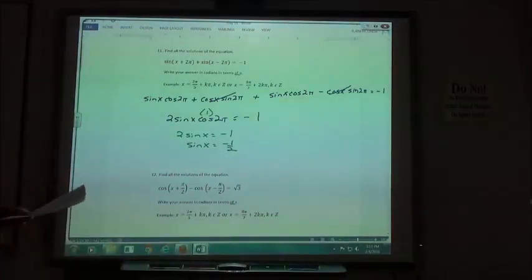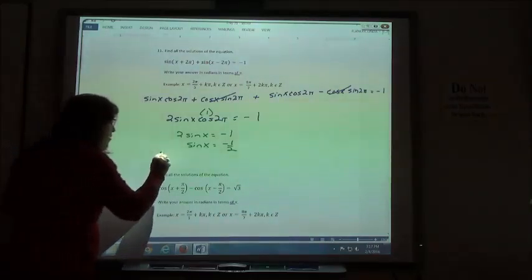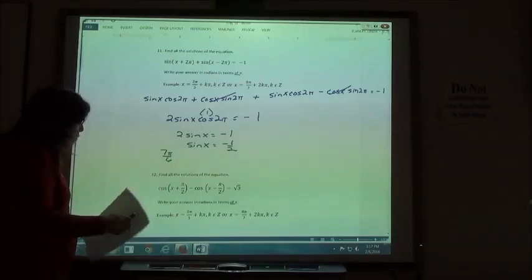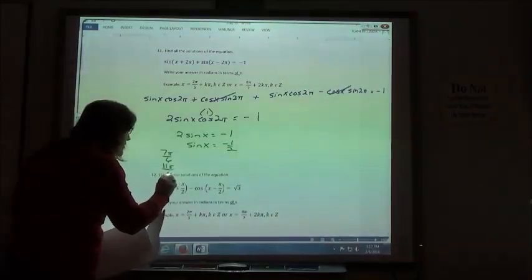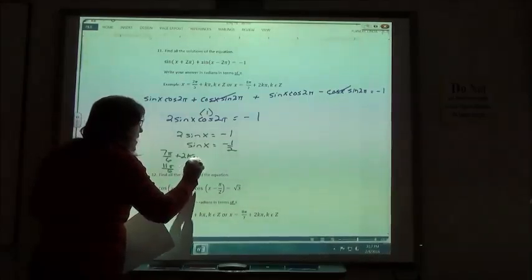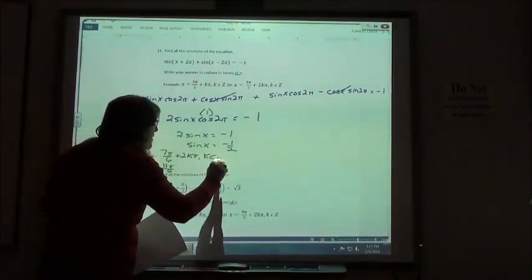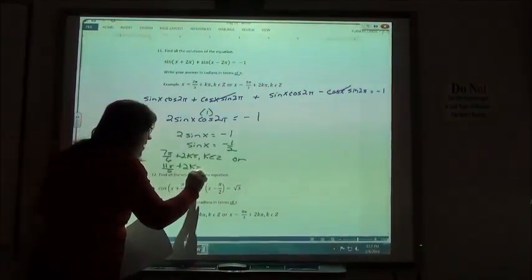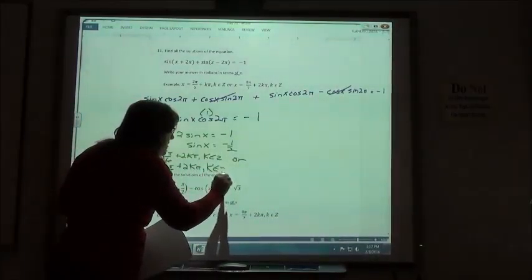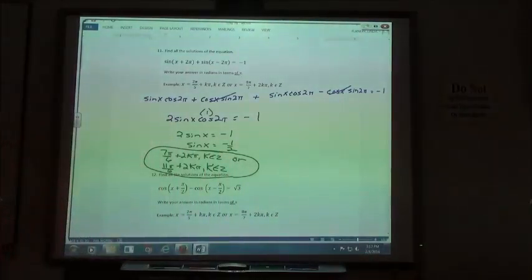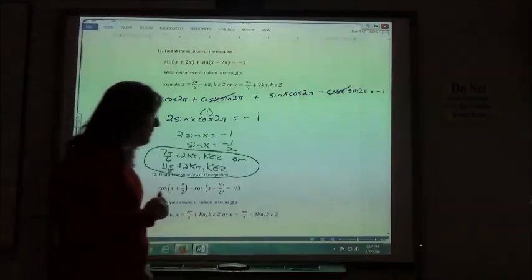And we're going to look those up. So sine of x equals -1/2 at 7 pi over 6. Also equals -1/2 at 11 pi over 6. So we're going to have 7 pi over 6 plus 2k pi, with k being an element of z, or 11 pi over 6 plus 2k pi, with k being an element of z. Those would be the values where our sine of x equals negative 1/2.